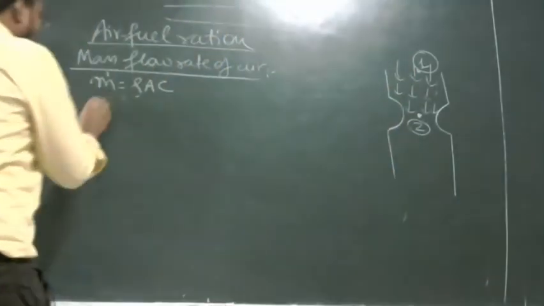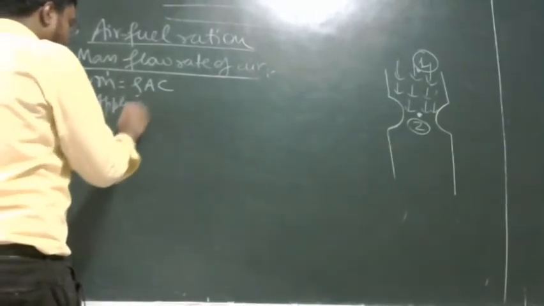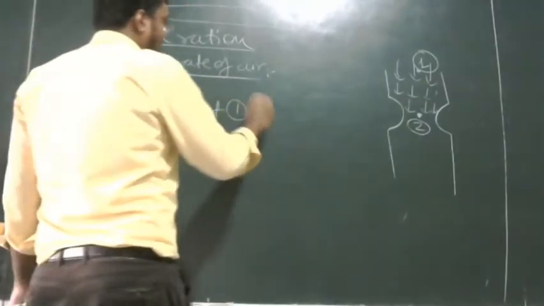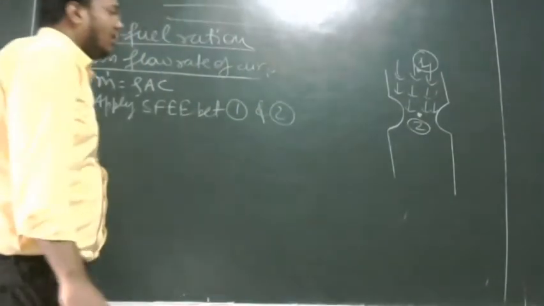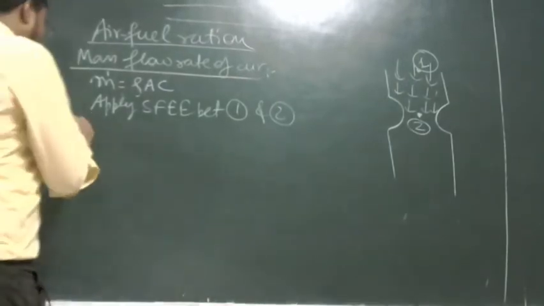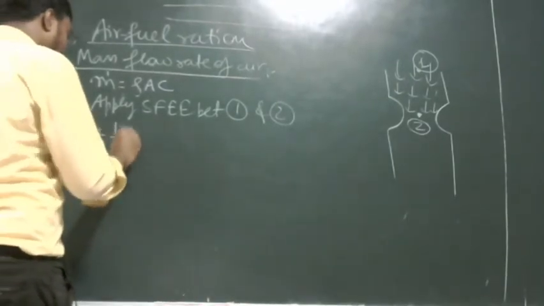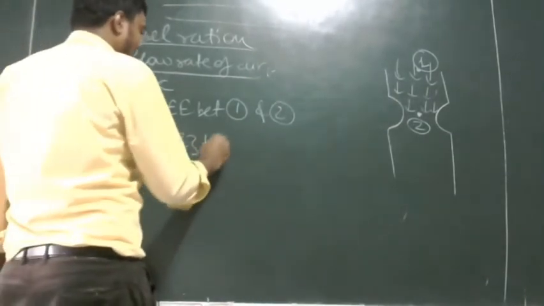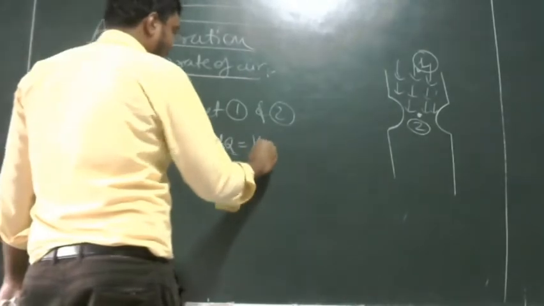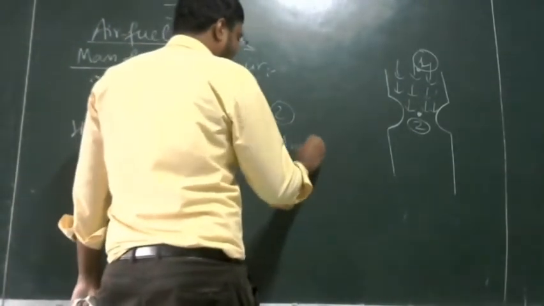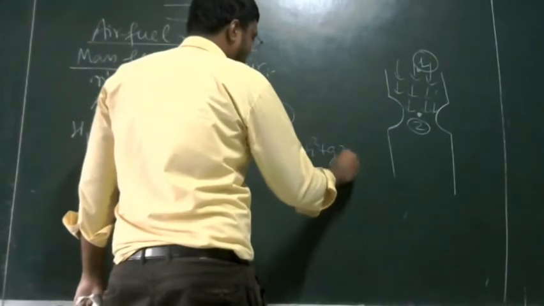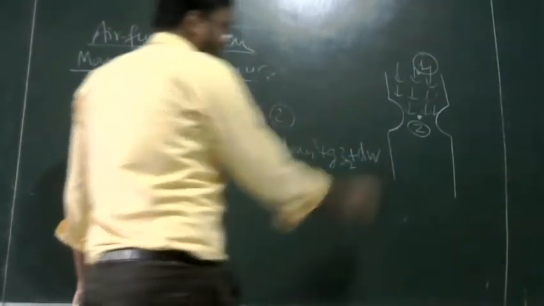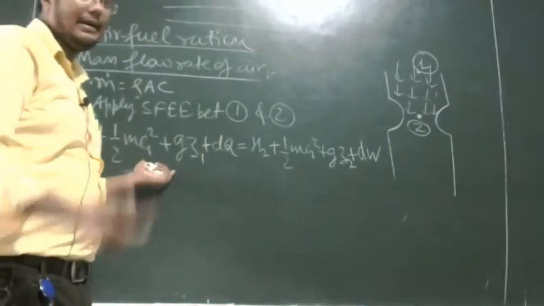Okay, apply steady flow energy equation between 1 and 2. If we apply steady flow energy equation, so what is steady flow energy equation? We know that h1 plus half mc1 square plus gz1 plus dq is equal to h2 plus half mc2 square plus gz2 plus dw. This is the steady flow energy equation which you have studied in thermodynamics.